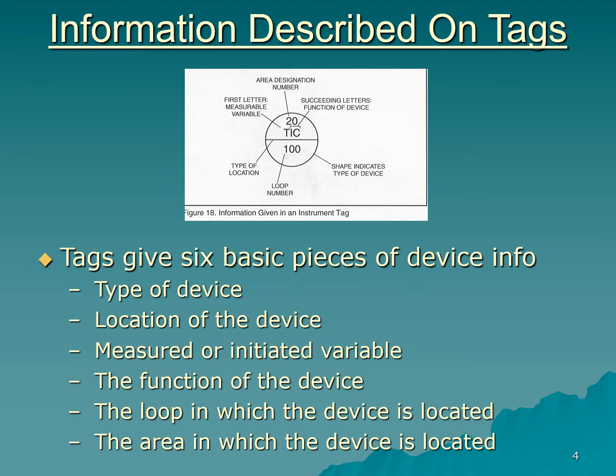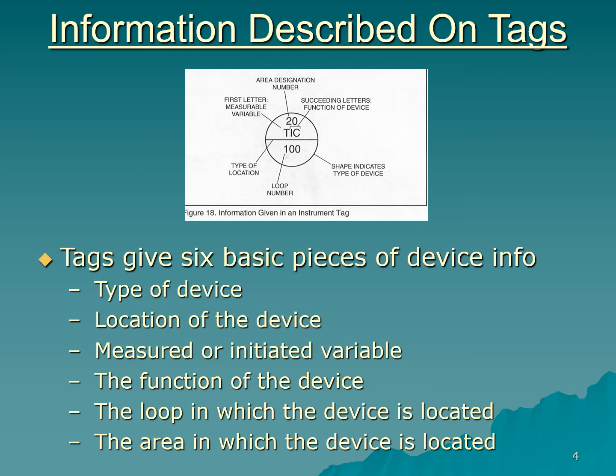Now there are 6 basic pieces of information. You have the type of the device, and that's the shape. The location of the device, that's the line or the lack of a line. The measured variable, T in this case.